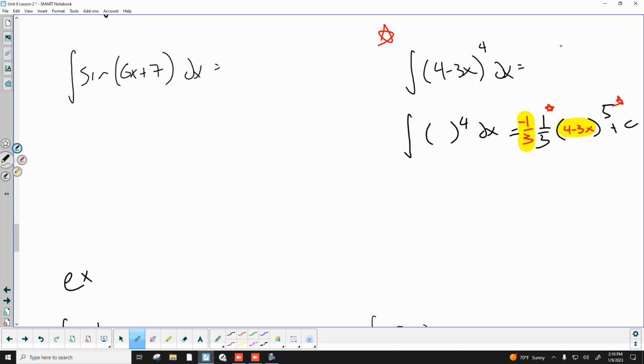This is antiderivative. All right, ready? I'm going to really screw you guys up. Put a square right here. Make it sine of 6x squared plus 7.